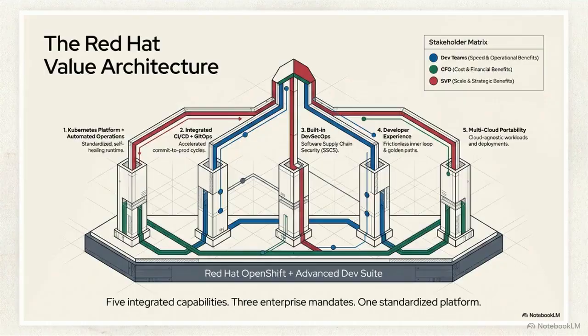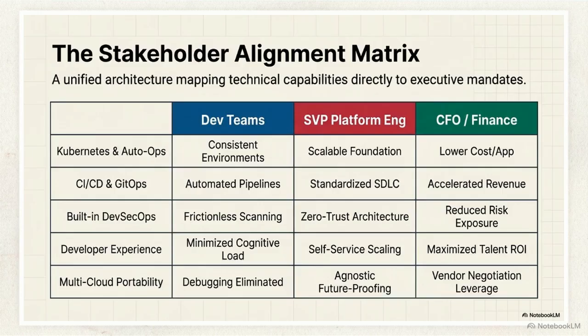This full isometric architecture reveals the completed platform. This unified architecture aligns technical execution directly with executive intent. This table maps the 5 capabilities directly to our 3 stakeholder mandates.